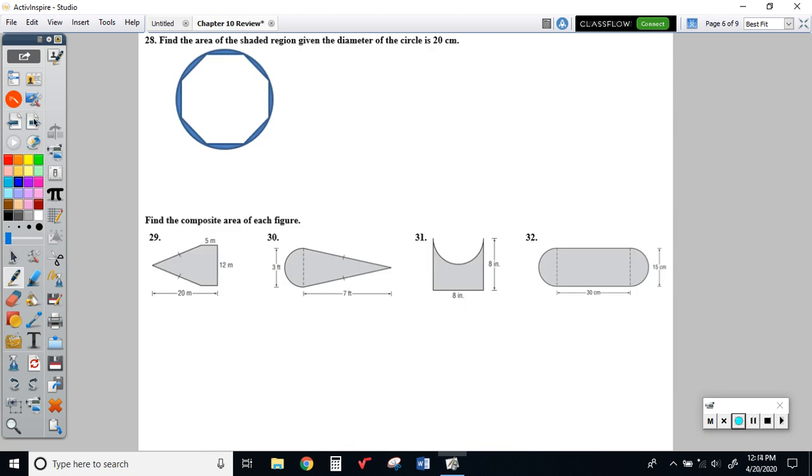Moving on to number 28 then, find the area of the shaded region given the diameter of the circle is 20. So I've got all the way across, I'll draw a sketch of that here, all the way across from here to there would be 20 centimeters. And then from there, I'm really just trying to find the area of this triangle right here. But I also have a circle to consider there. So if that's 20, the radius of this is going to be 10 right here.